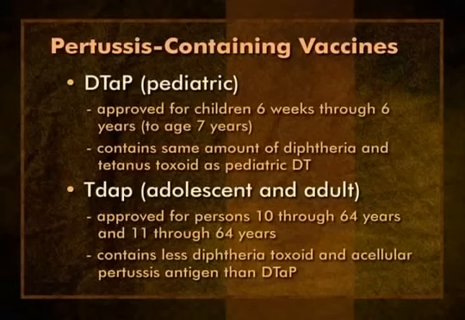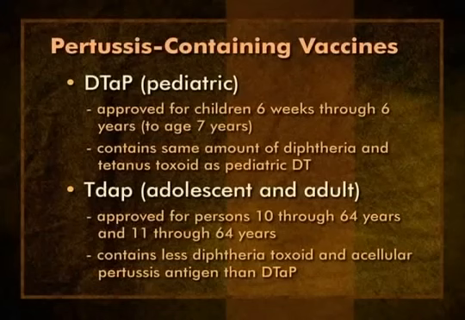DTaP vaccine, big D, big T, little a, big P, is the pediatric formulation. DTaP is approved for children 6 weeks through 6 years of age, that is, up to the 7th birthday. DTaP should not be administered to anyone 7 years or older. DTaP contains the same amount of diphtheria and tetanus toxoid as pediatric DT vaccine.